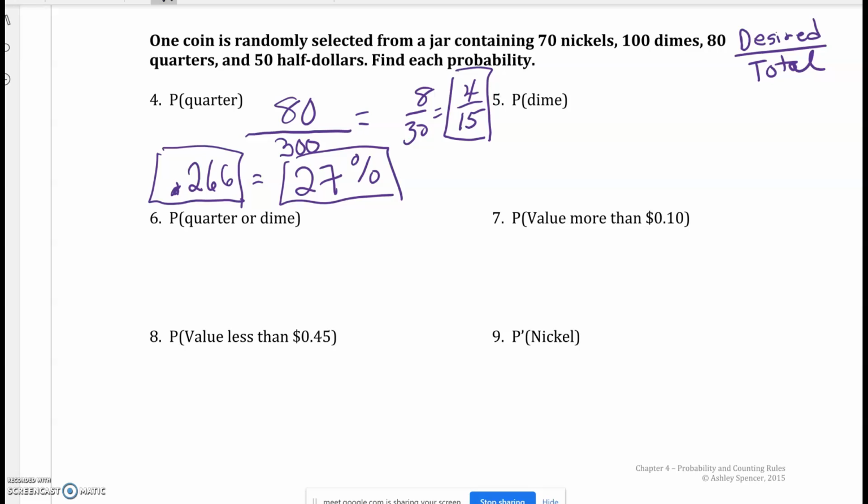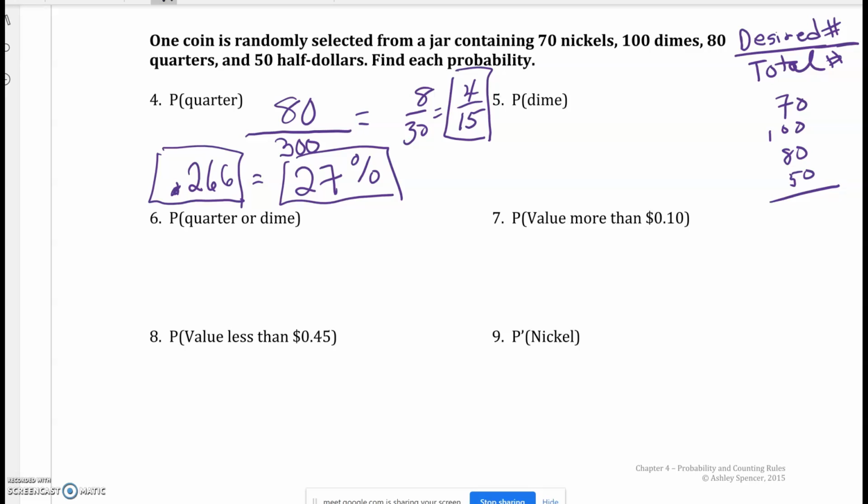I see where you got the 80 from, but I don't know where you got the 300 from. So the 300 came from adding 70 plus 100 plus 80 plus 50, all the numbers that are there. Yeah, so that's the total number of whatever you're picking from. In this case, coins.